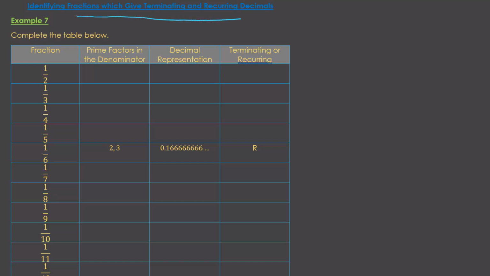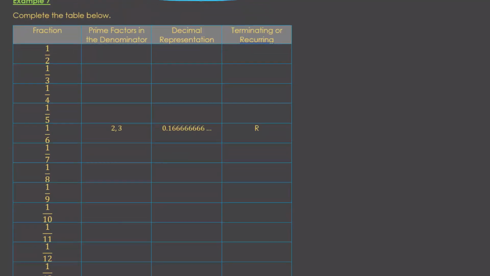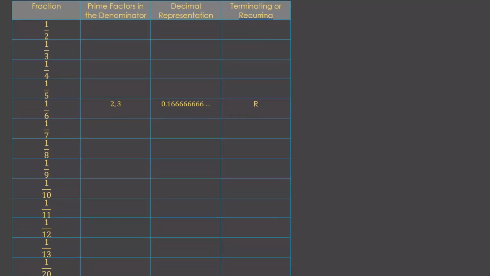Identifying fractions which give terminating and recurring decimals. In other words, can we see some sort of pattern, some sort of reason as to why some fractions become terminating decimals and some become recurring decimals? Now, I usually let my class use the calculator in class when we do this exercise. So let's walk our way through it.